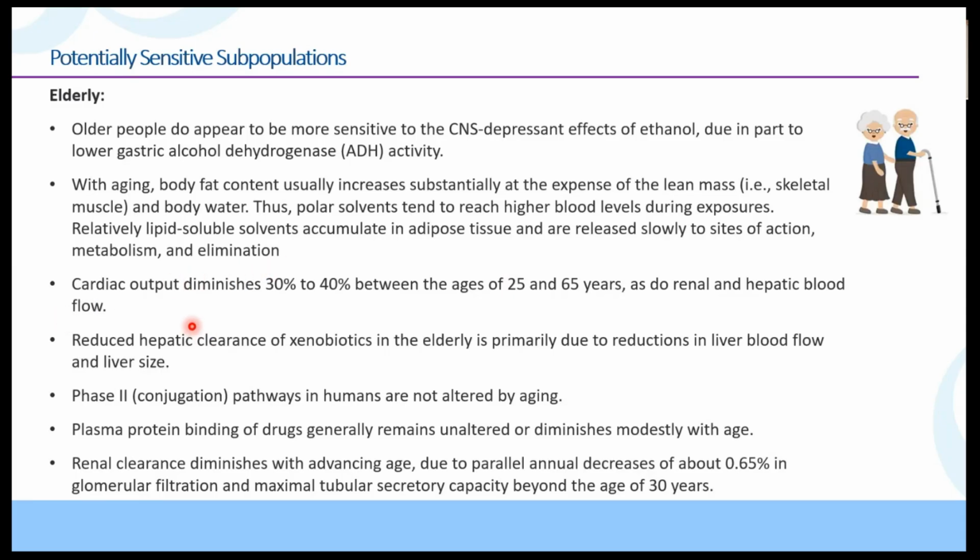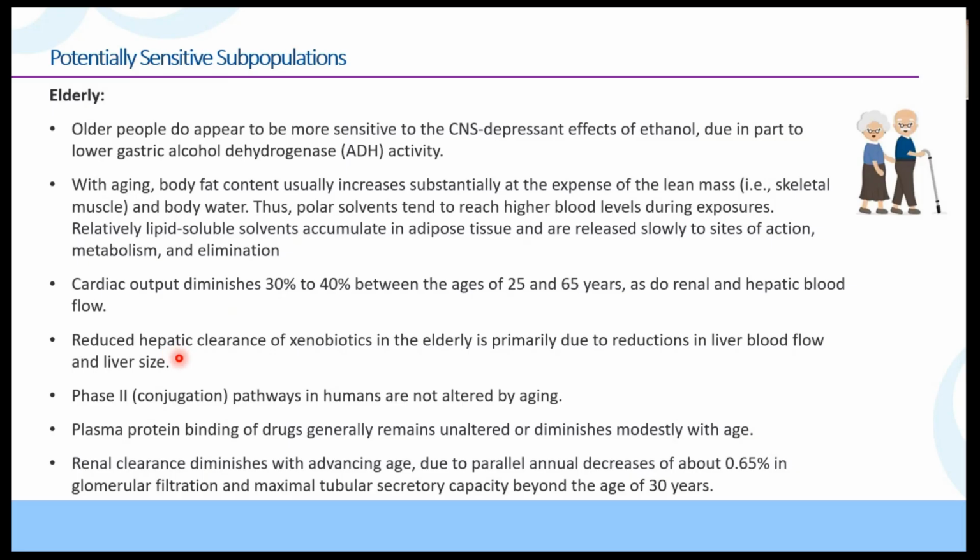The other thing is the cardiac output. The cardiac output also diminishes 30 to 40% between the age of 25 and 65 years, as do renal and hepatic blood flow. So these can also further cause enhanced toxicity. Reduced hepatic clearance of xenobiotics in the elderly is primarily due to reductions in liver blood flow and liver size. So if you see the label of a drug, in many of the drugs the doses will be mentioned separately for the elderly and the pediatric population because of all these differences.